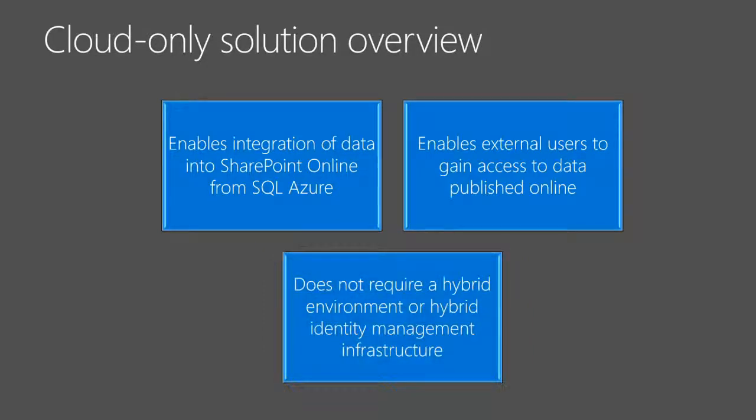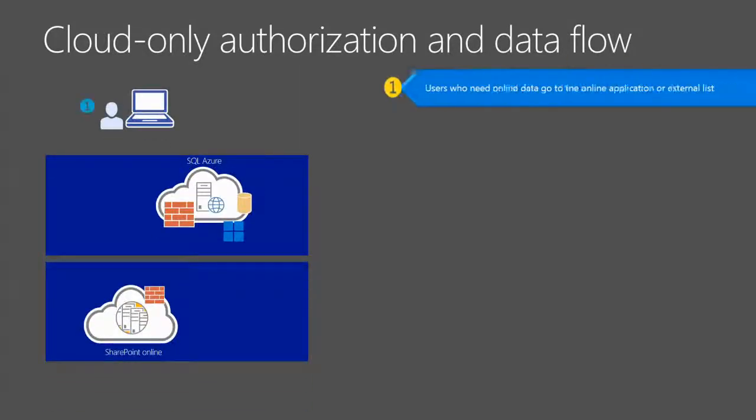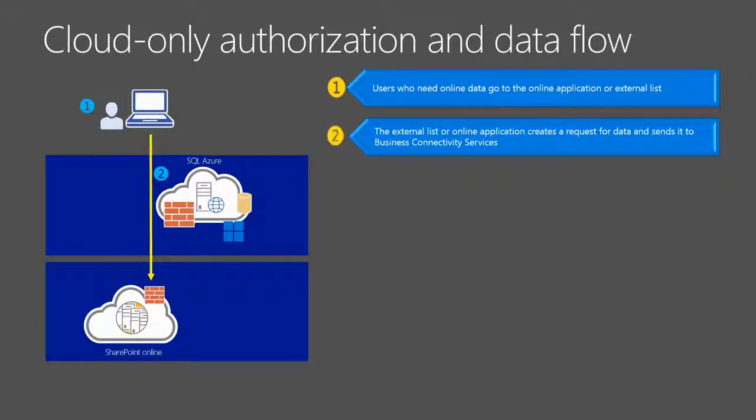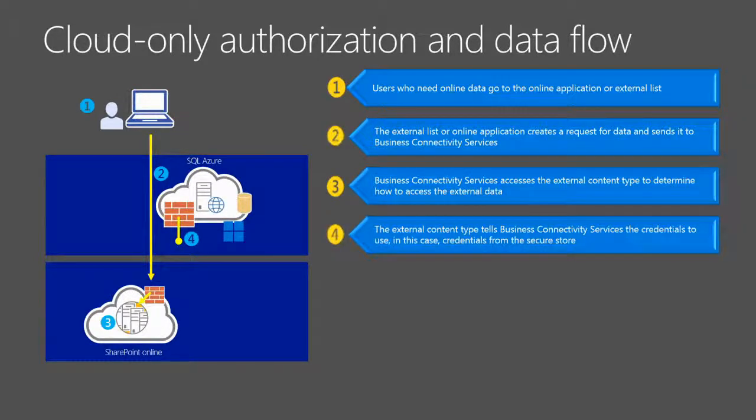And you can save yourself the effort of going through the rigorous process of everything we've just shown you around the hybrid infrastructure configuration. In that scenario, the data flow is very, very similar. As you'd expect, when the user interacts with a list or an app that's consuming this data feed, the list will obviously speak to BCS in SharePoint Online. And SharePoint Online's BCS service will use the external content type that's been defined and uploaded there to understand how it can actually consume that data.